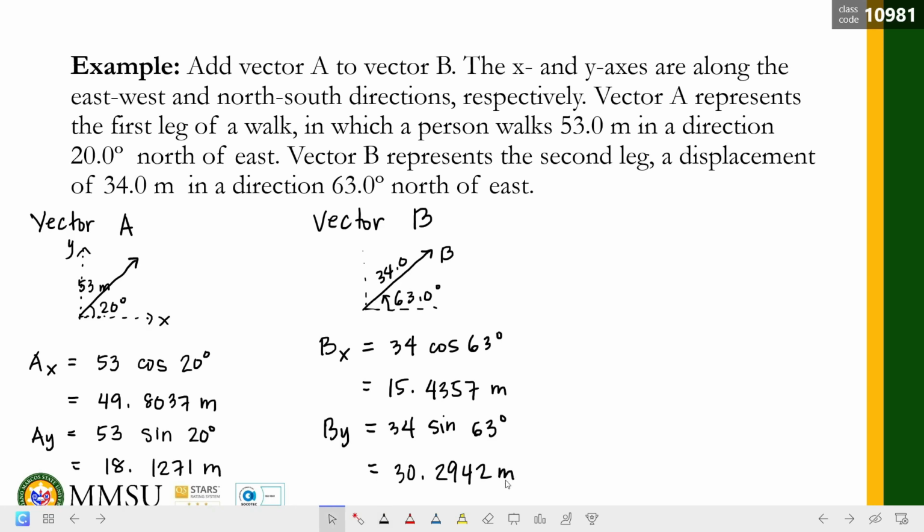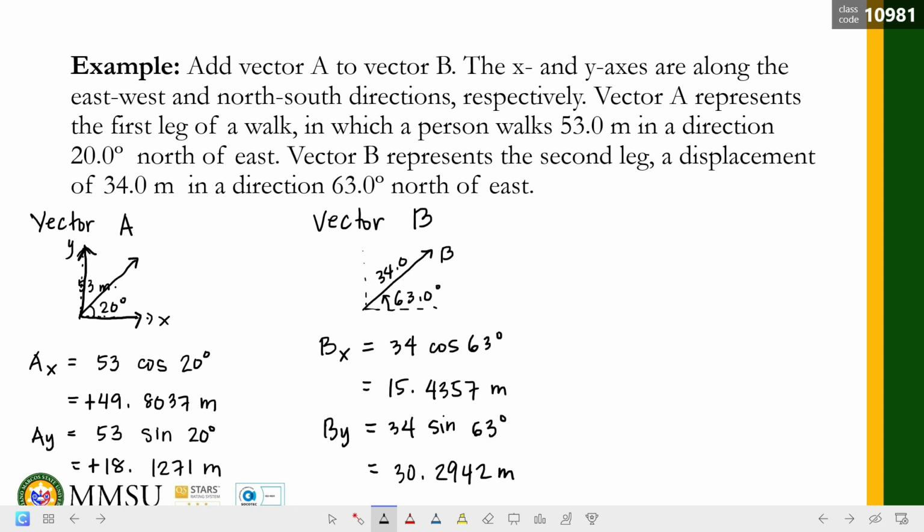So, we have computed the components of each vector. Right? Remember, when getting components, let's look at the direction of our vector. Vector A, its X component is positive, right? Because it's going to the right. Then its Y component is going upward, so its Y is also positive.